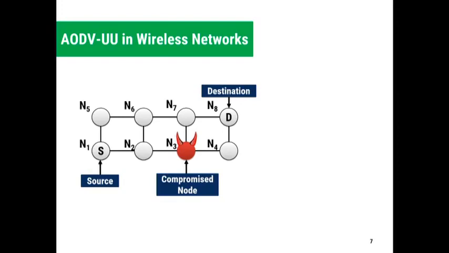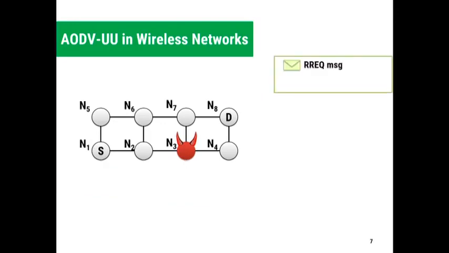And if it doesn't know the route to the destination, the source will broadcast a route request message. And the neighboring nodes will receive that route request message. Now assume that neighboring node N2 does not have any information about the destination. So then it will rebroadcast the route request message.